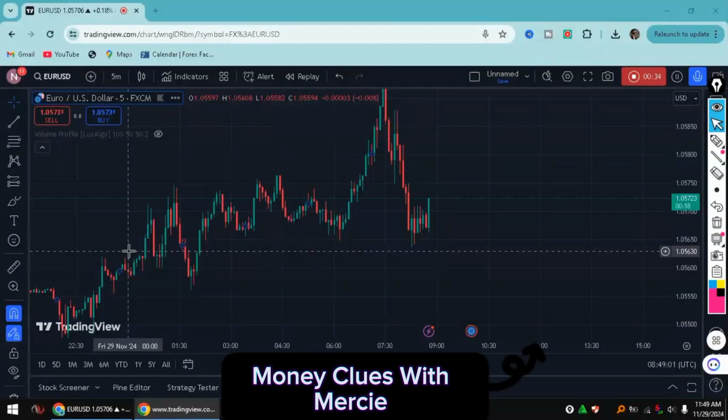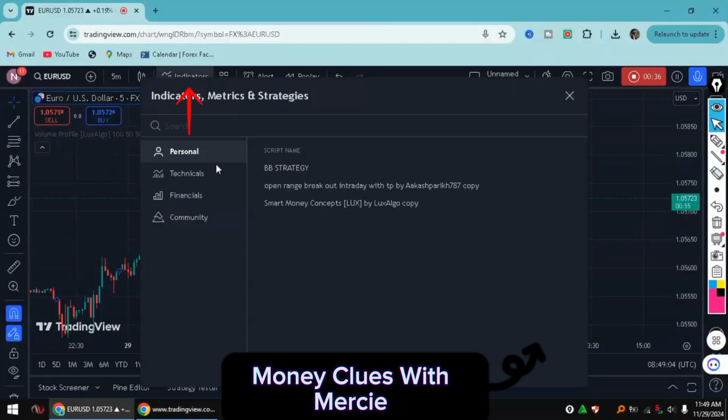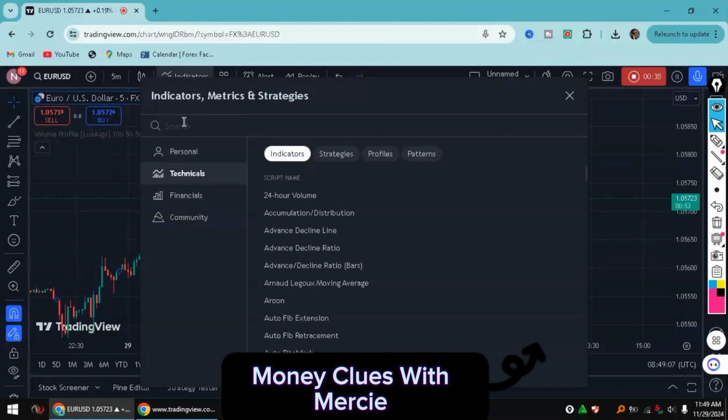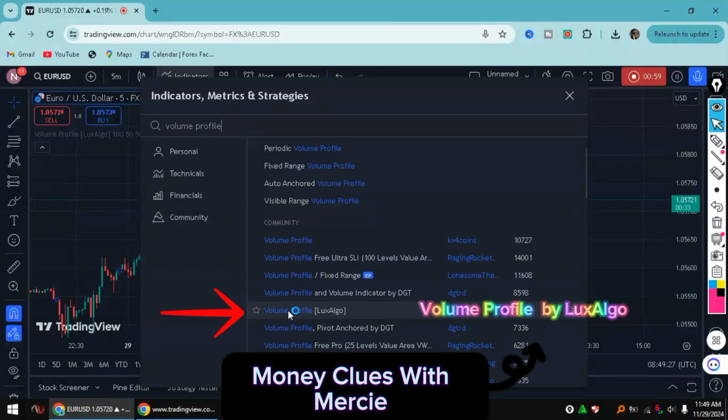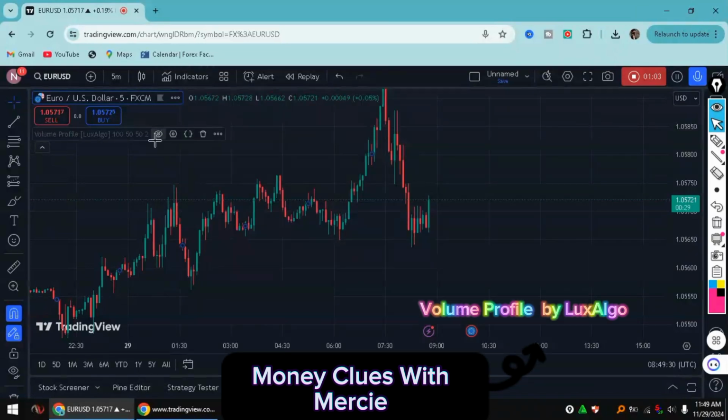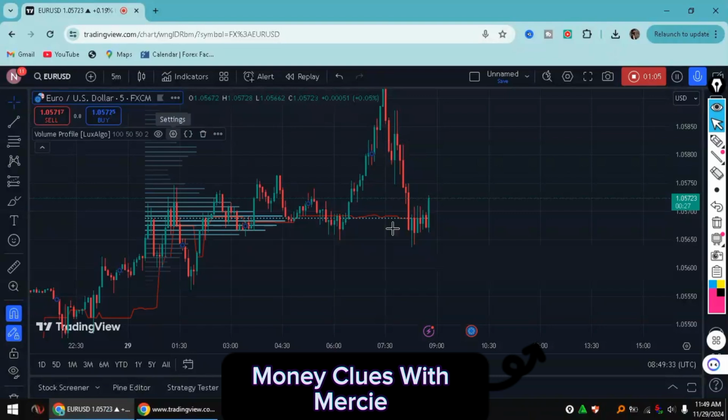So guys, we go into tradingview.com. Once you go to tradingview.com, under technical, just type volume profile by LuxAlgo. It's a very great indicator, very, very detailed. This one right here, you click on it. Once you click on it, it will definitely appear like this right on your chart. But with the default settings, it will not appear like this. There is a lot you have to change under settings so that you'll be able to execute your trades.